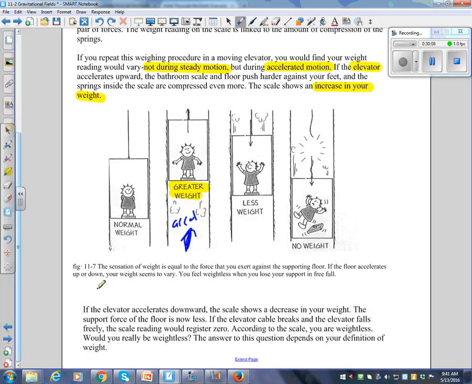If the elevator accelerates downward, the scale shows a decrease in your weight. At the top, right? When you're at the top of that CN Tower, and it falls away from you, how do you feel? You feel kind of light. Your stomach comes up into your mouth, right? You don't feel very good. You weigh less.